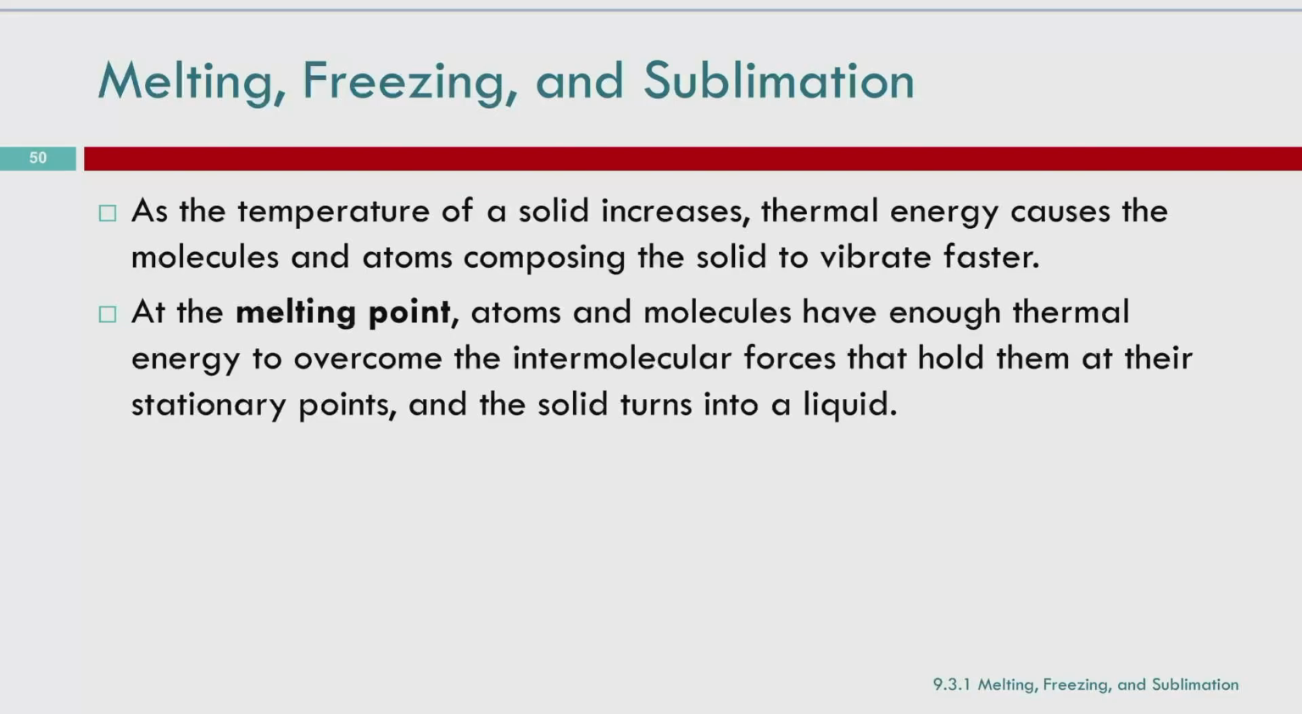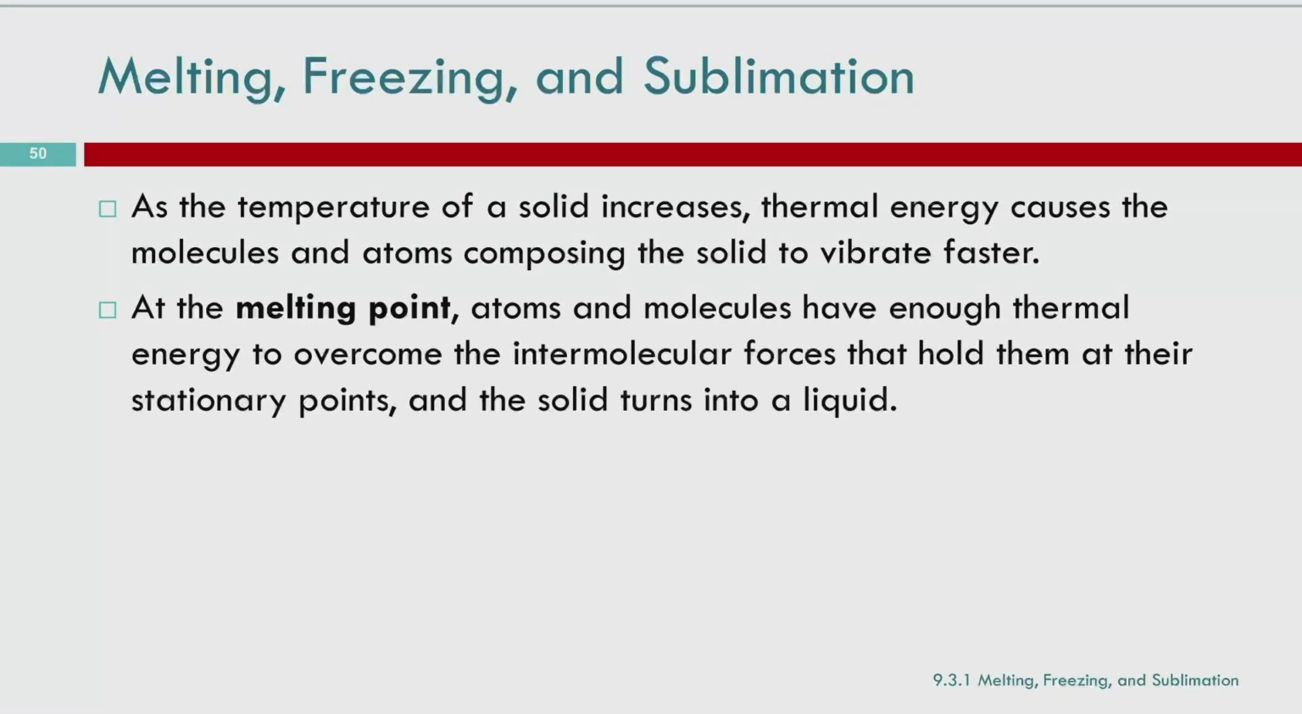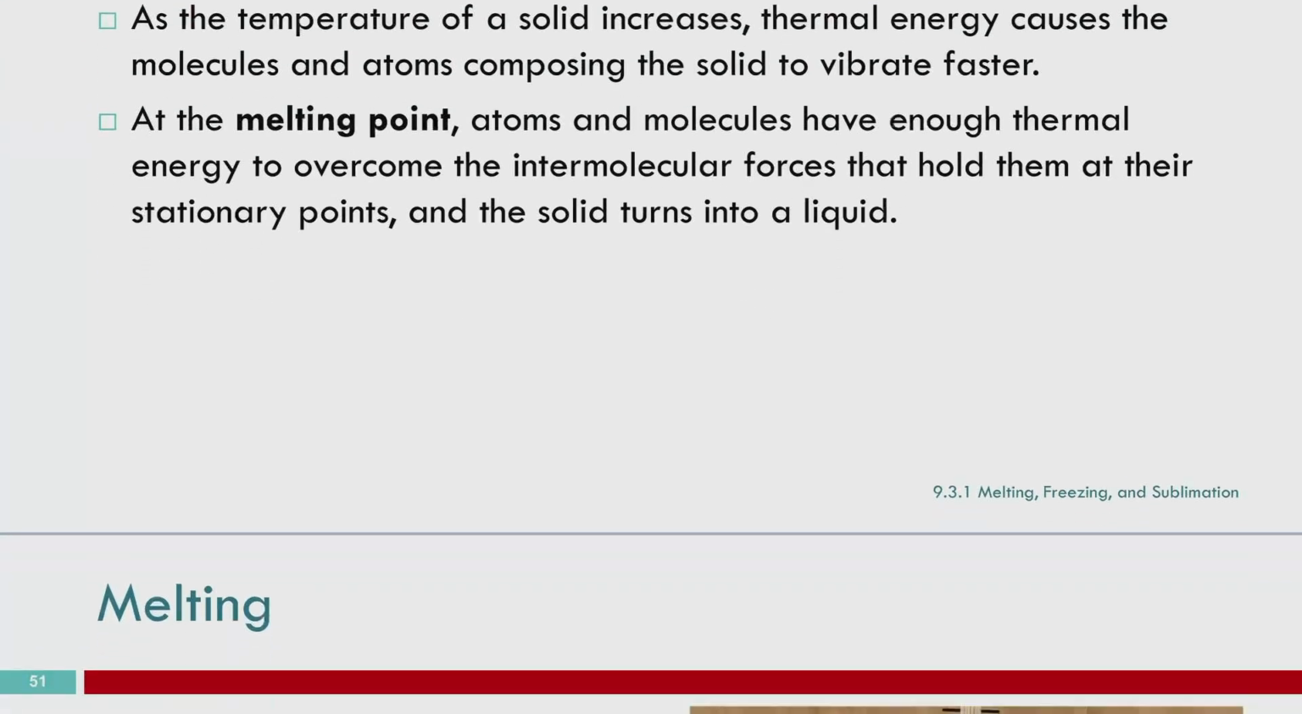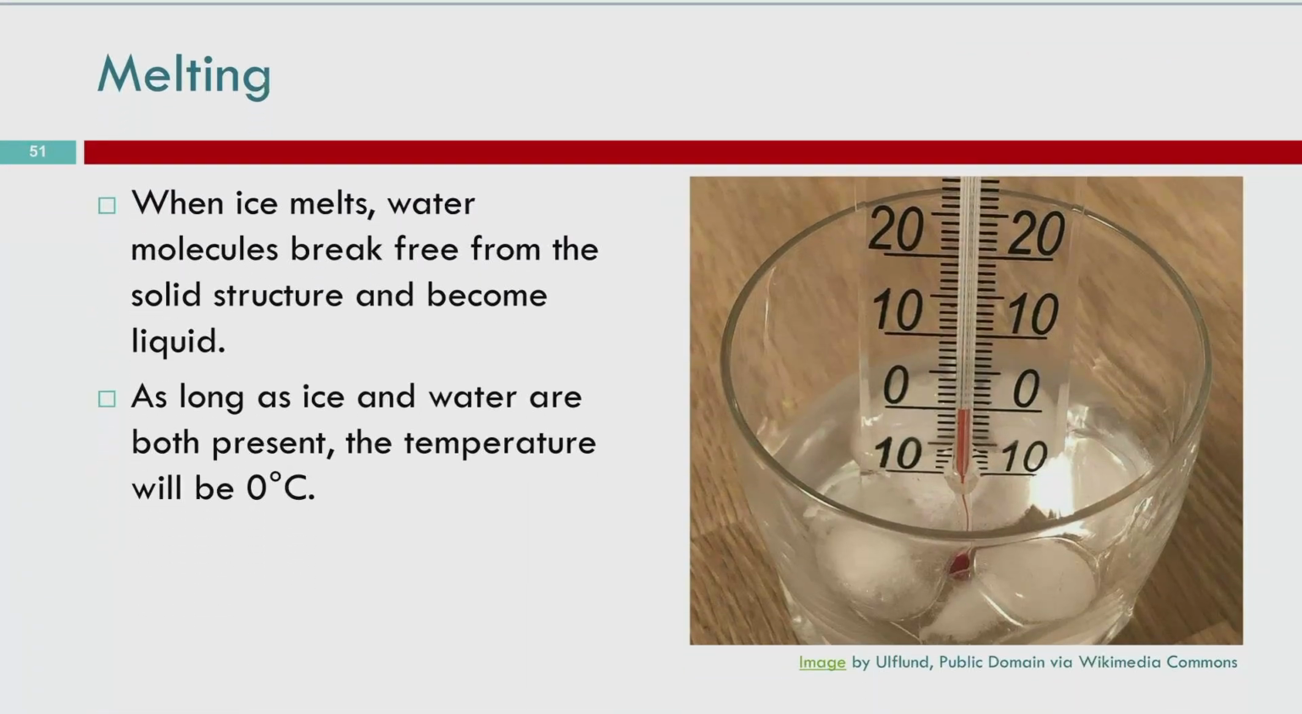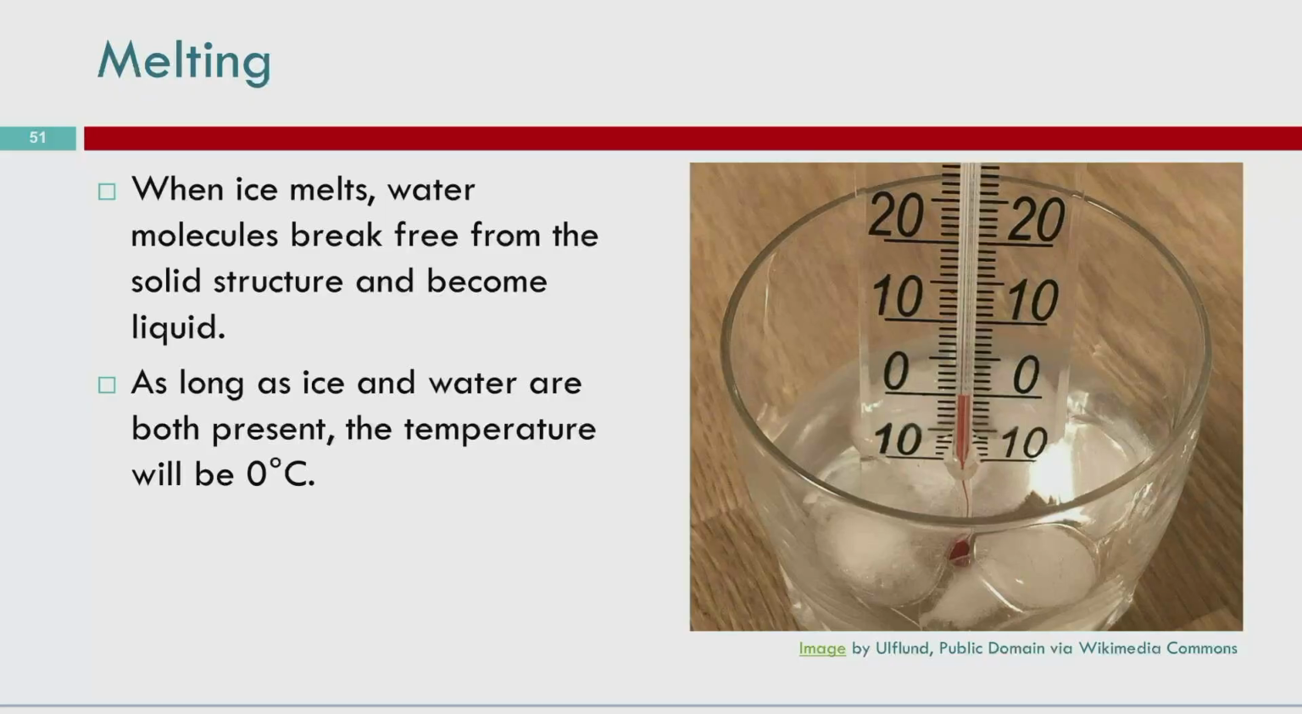Some of our phase changes: melting, freezing, and sublimation. As you increase the temperature of a solid, your thermal energy gets those molecules moving faster and faster. And once you get to the melting point, those atoms and molecules can turn into a liquid. They suddenly have enough energy that they can break away from some of their neighbors. They can't completely separate. They can break away from some of their neighbors and slip past and turn into a liquid. So melting, when ice melts, you break free from that solid structure and they can now move past each other.